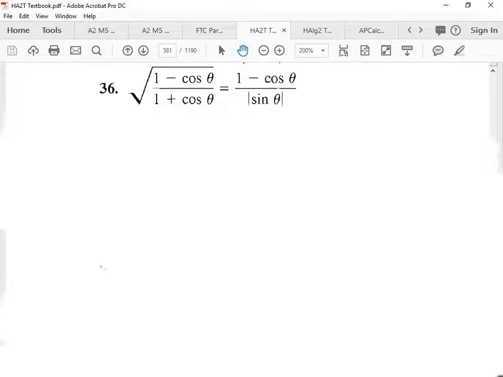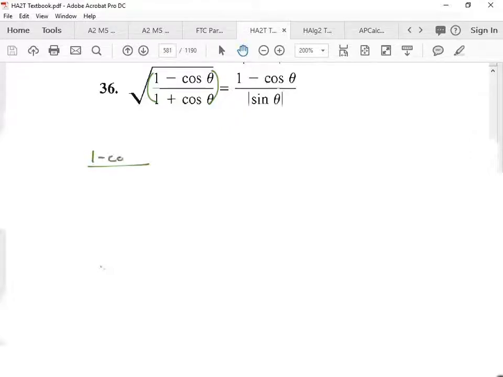I can't take the square root of those because they're not perfect squares, but I can do some manipulation of the fraction that's inside of it. Yeah? I don't know if it'll work, but I'm just going to try it. Let's see what happens. So we have this fraction.